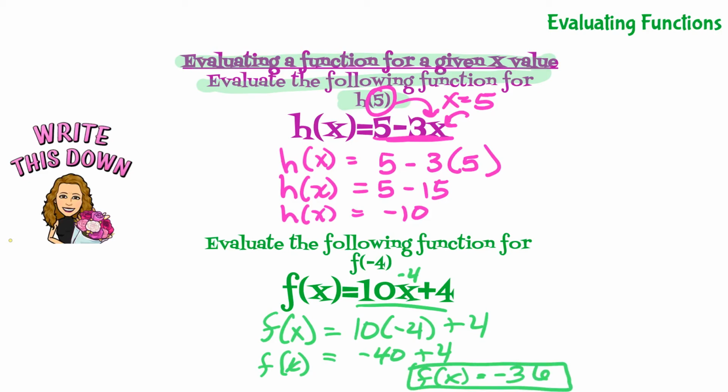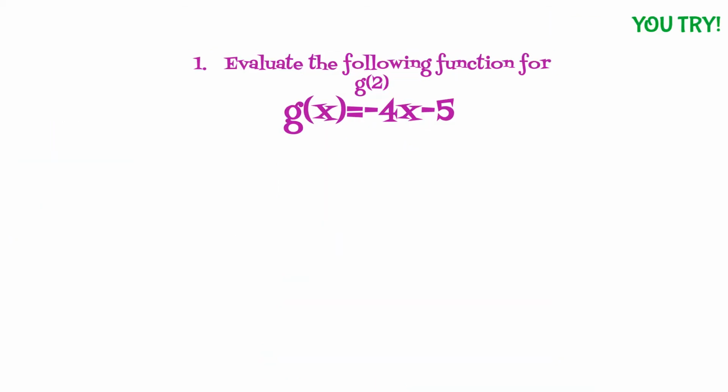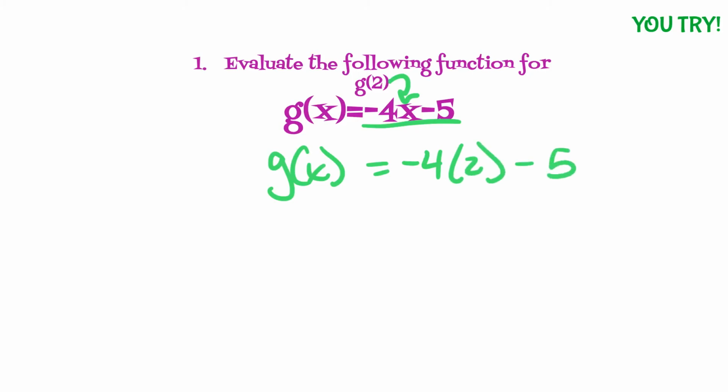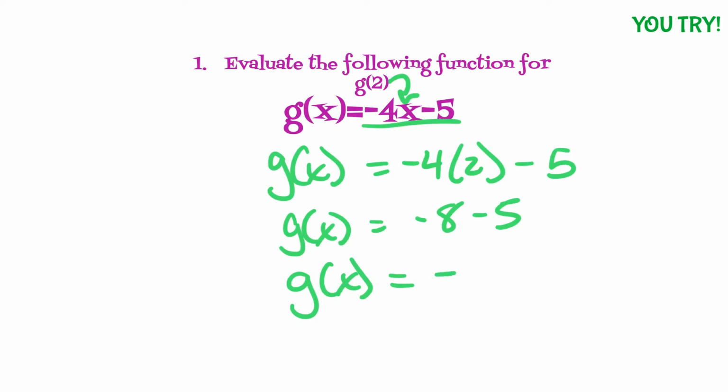So it's very similar to how we were solving questions before, but we've just got it in function notation instead. So here's a you try. Evaluate the following function for g of 2. So g of x is equal to negative 4x minus 5. So how I solve that is I'm going to plug in 2 for x in my output. So I have g of x is equal to negative 4 times 2 minus 5. G of x is equal to negative 8 minus 5. So g of x is equal to negative 13.